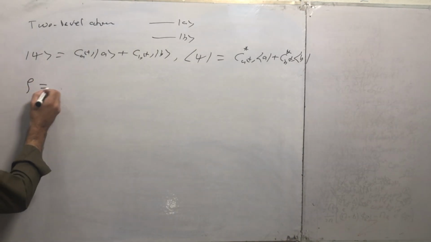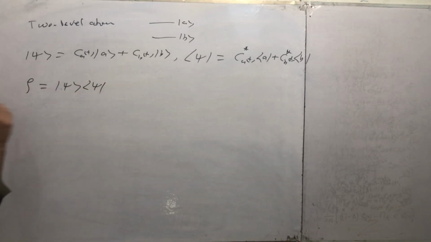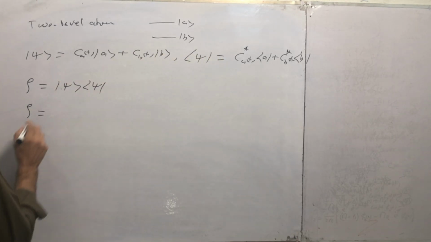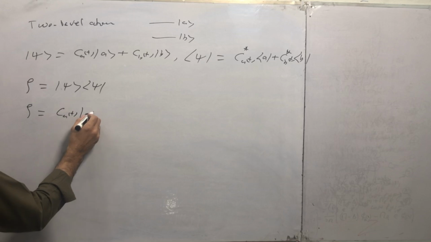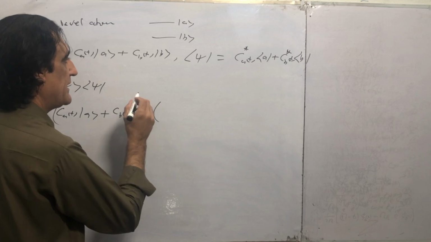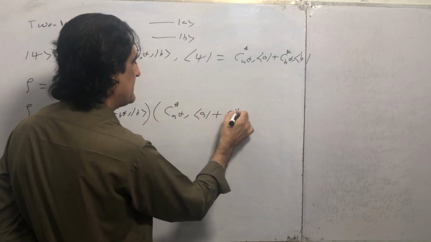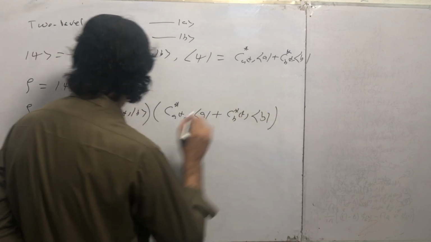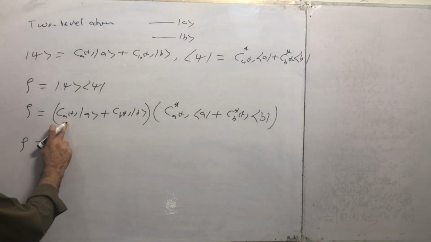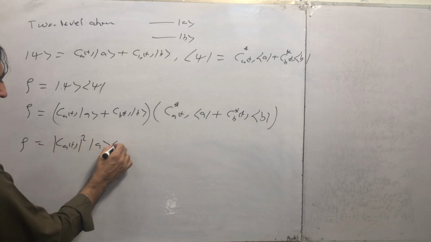And if we find the density matrix operator |psi><psi|, then we must have a multiplication of this state and this state, Ca of t |A> plus Cb of t |B> and Ca of t star <A| plus Cb of t star <B|. Then it means that we must multiply this with this. If we multiply this with this, we have Ca of t absolute square |A><A|.